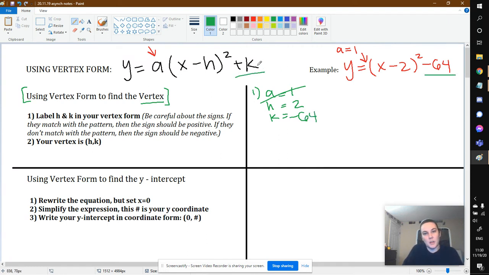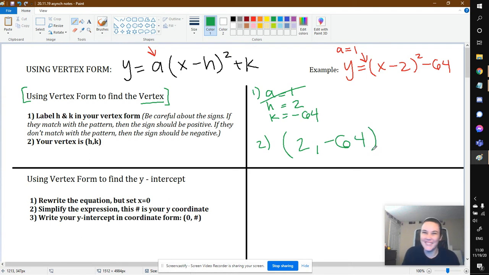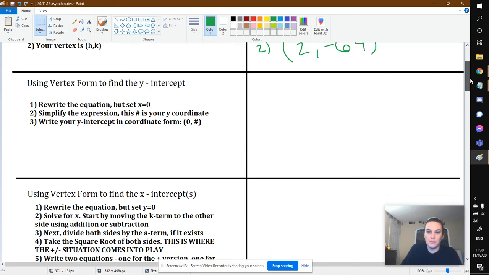Again, in the pattern, it's plus k. Because we have a minus in our equation, we should expect a minus in our breakdown. Okay, step 2, our vertex is 2, negative 64. Bingo bongo. We're done. So the vertex is the straightforward one to find. We like it the best when it's in vertex form. Go team.